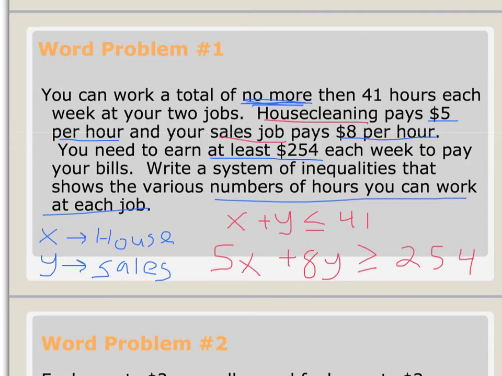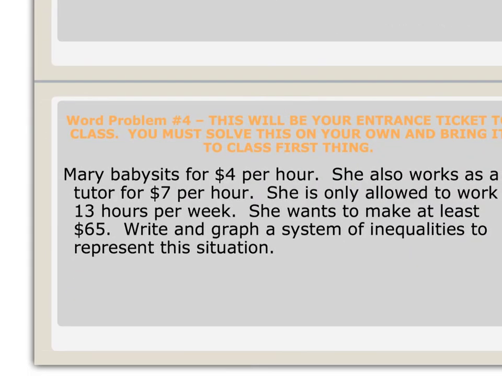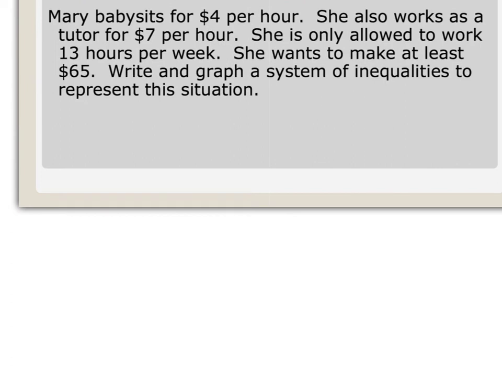Okay, moving on to the next one. I'm going to skip actually. I want to do this one. Alright, so same process here. Let's go through and underline the important parts, identify the unknowns, and do the same thing we just did. Mary babysits for $4 per hour. She also works as a tutor for $7 per hour. She's only allowed to work 13 hours per week, and she wants to make at least $65.